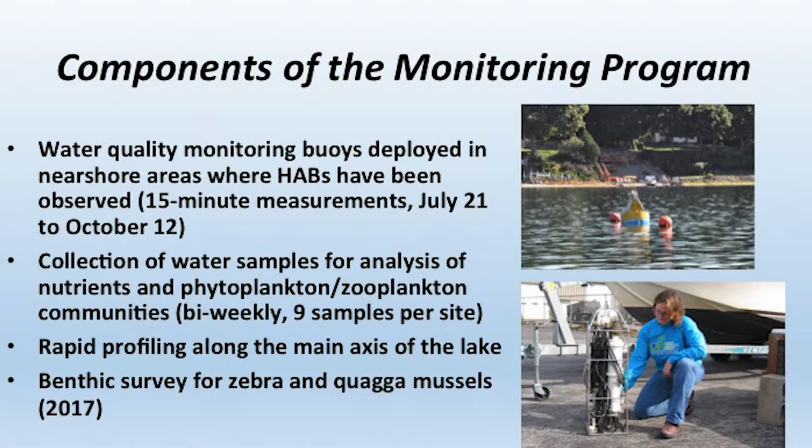Also at these two sites, we collected water samples that we brought back to the lab to analyze for nutrients, including three forms of phosphorus and two forms of nitrogen. We collected water samples every 2 weeks, and we also serviced the buoys at that time. So over this July 21 to October 12 interval, we collected a total of 9 samples. We also used rapid profiling equipment, a Seabird, to make vertical profiles of water quality parameters at 4 sites down the main axis of the lake to look for spatial gradients in water quality. And this year, we're going to do a detailed benthic survey looking at zebra and quagga mussel populations. We did a quick peek last year and did discover that quagga mussels are in the lake. They appear to be in the lake in fairly large numbers, which was news to us.